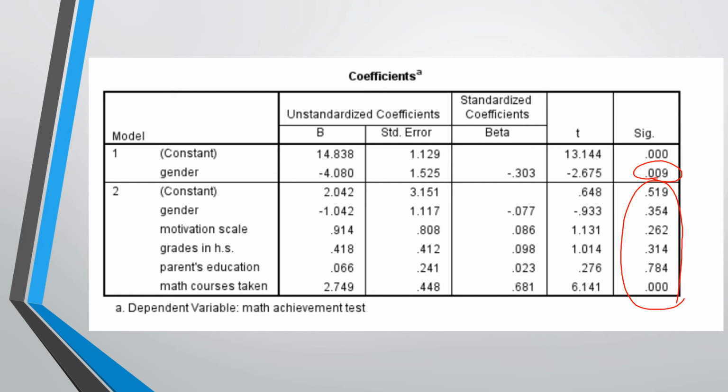The next column that we want to look at on the coefficients chart is the standardized coefficients column, the beta weights. The beta weights can help us in making comparisons among the predictors that we put in, to see how much each one is contributing to predicting math achievement. That would be this column right here. With this combination of predictors, math courses taken has the highest beta at 0.68. And it's also the only variable that contributes significantly to predicting math achievement. None of the other variables are statistically significant.